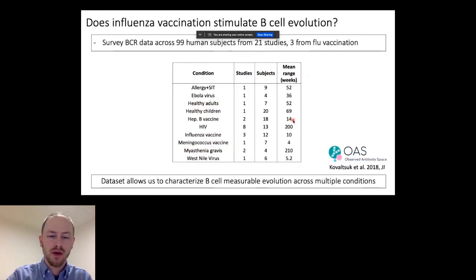So this is really a question of measurable evolution. If we give someone an influenza vaccine, can we detect ongoing evolution after that? So to test this, we surveyed measurable evolution in B cell data sets from 99 human subjects from 21 different studies, 3 of which were from flu vaccination, and most of the others were from other studies like HIV infection or healthy controls, West Nile virus. And this allows us to survey what conditions produce B cell evolution.